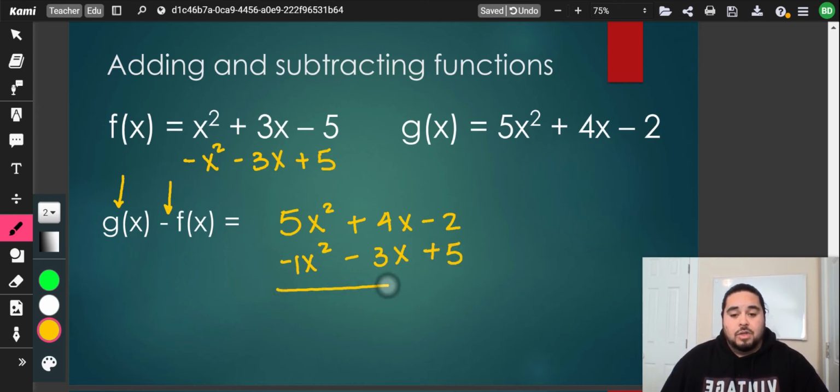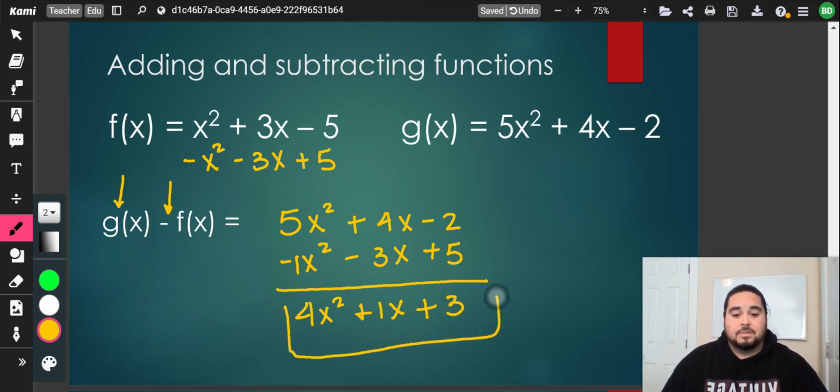Okay, so now I just combine like terms going down as I did for every other problem. 5 take away 1, that gives me 4x squared. Positive 4x minus 3x is still positive 1x. You don't have to write the 1, but again, you can if you want. And then negative 2 plus 5, the 5 is bigger, so that becomes positive 3. And this is our final answer. So be careful, make sure you pay attention to the notation. If g comes first, make sure you put that on top.